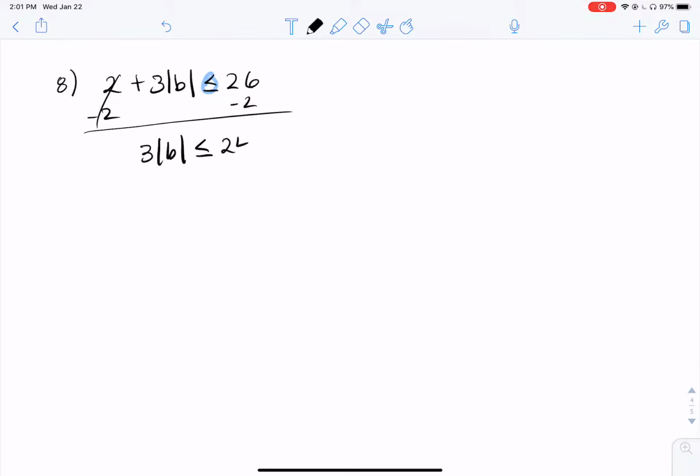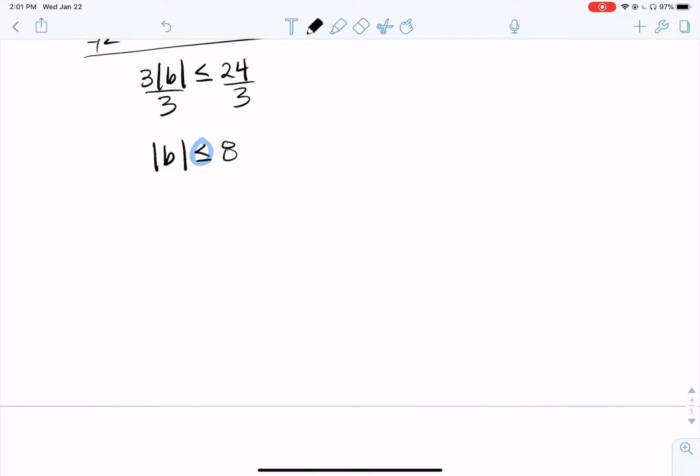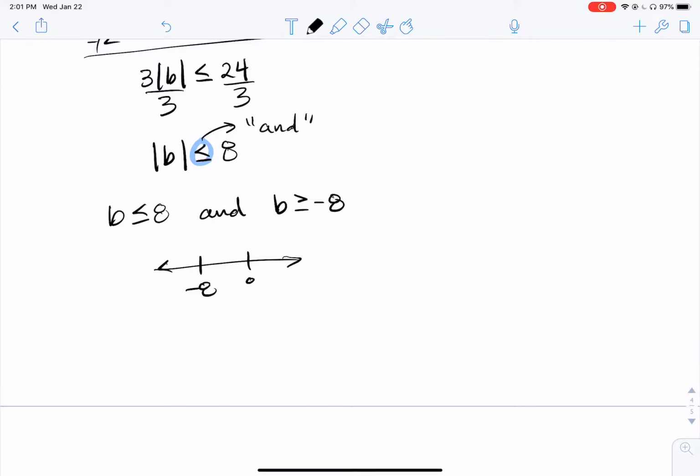This would be 24. We divide by 3, and the absolute value of b would have to be less than or equal to 8. Now that the absolute value is isolated, we can determine what kind of compound inequality this creates. So we start with b is less than or equal to 8, and because of the less than, this is going to create an and compound inequality. So b would be less than or equal to 8, and b is going to be greater than or equal to negative 8.